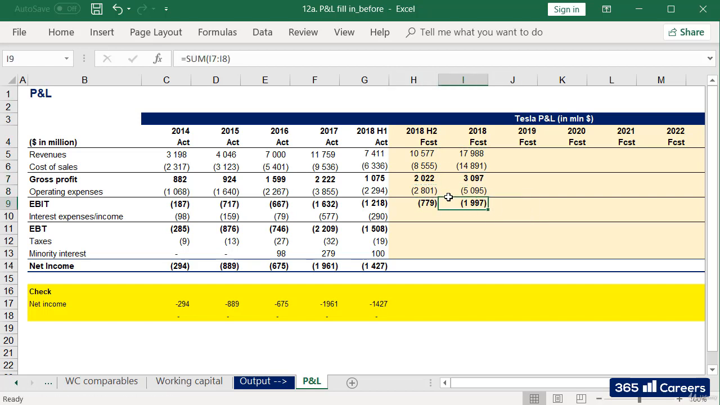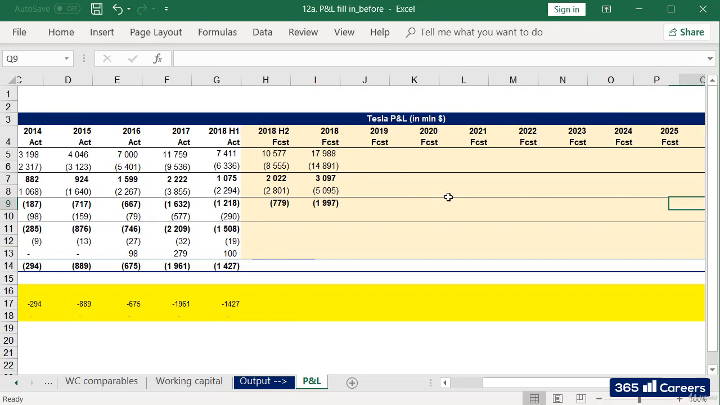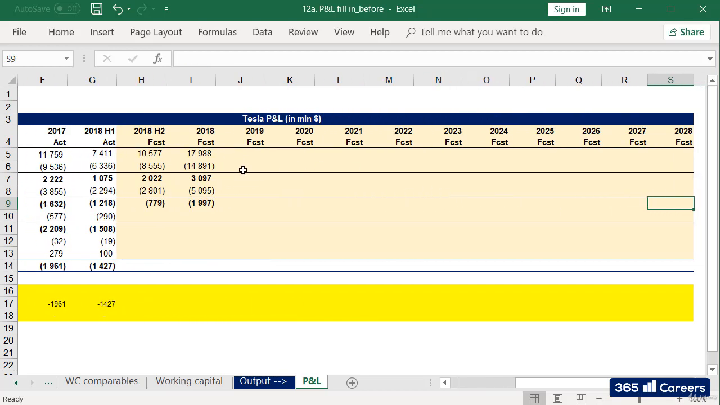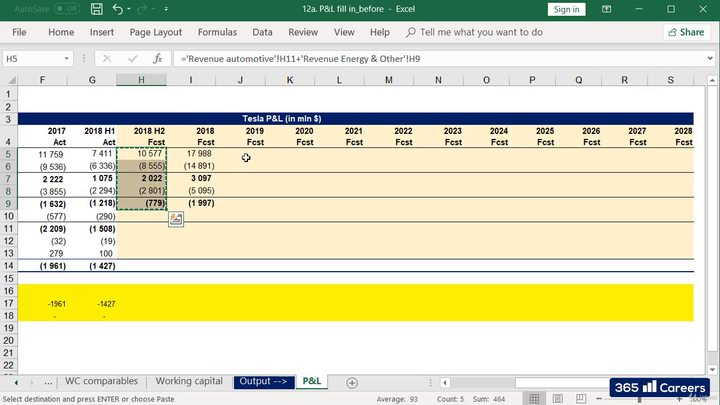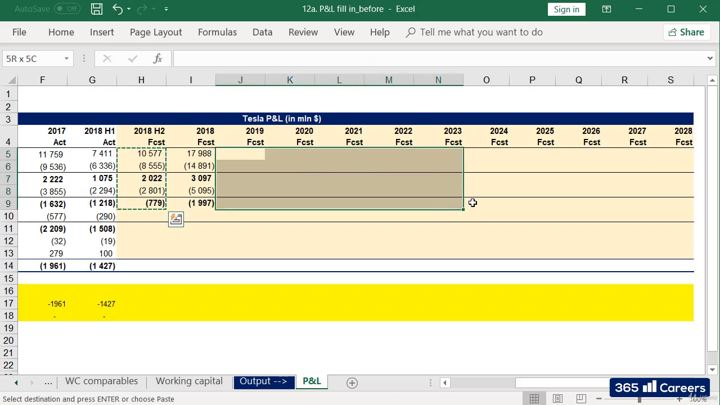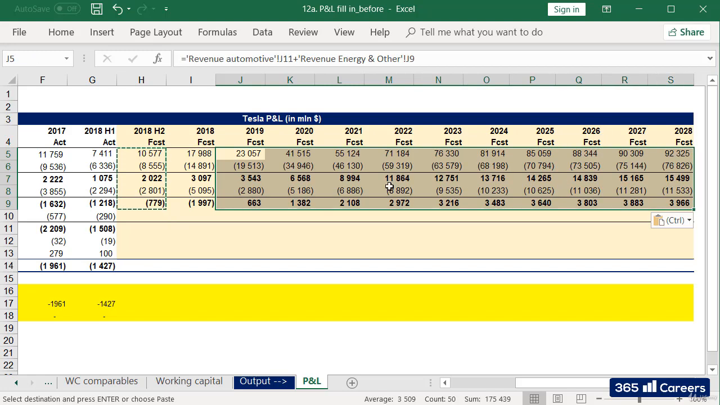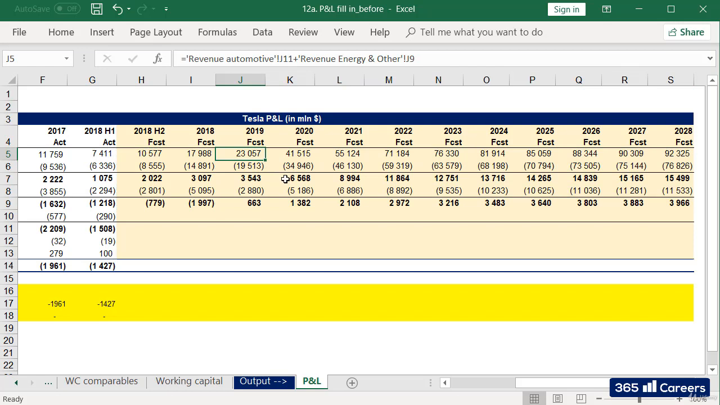Our next step would be to fill in the numbers for the period between 2019 and 2028. All I have to do is copy the formulas we just created for the second half of 2018 and paste them to the right. Worked like a charm, because we have used consistent blocks throughout the model.